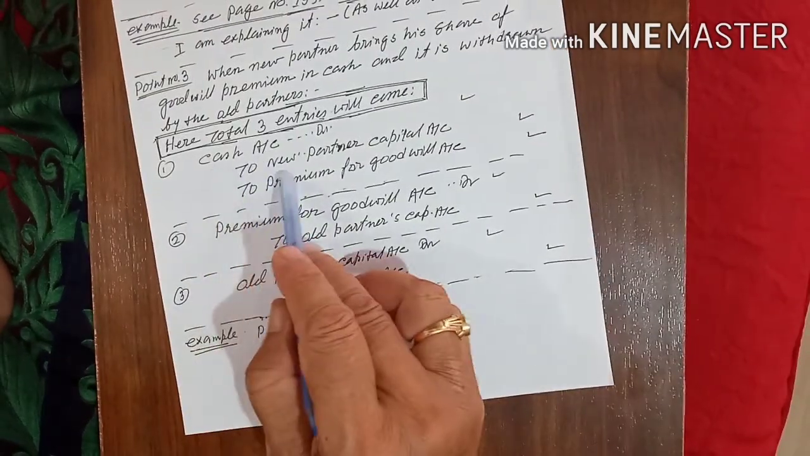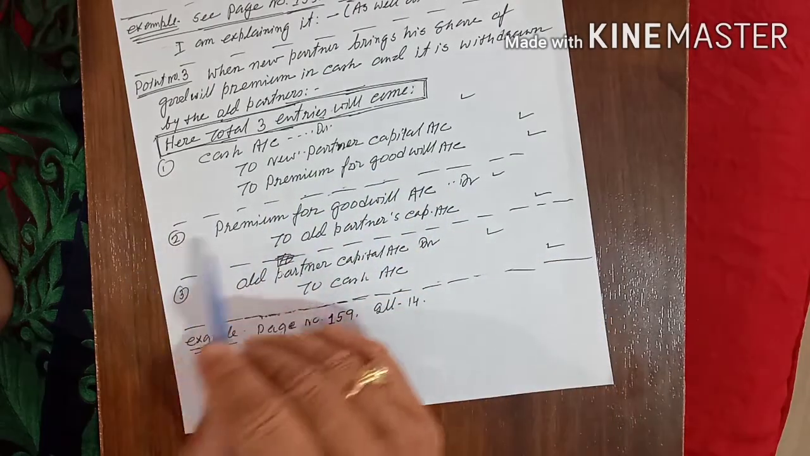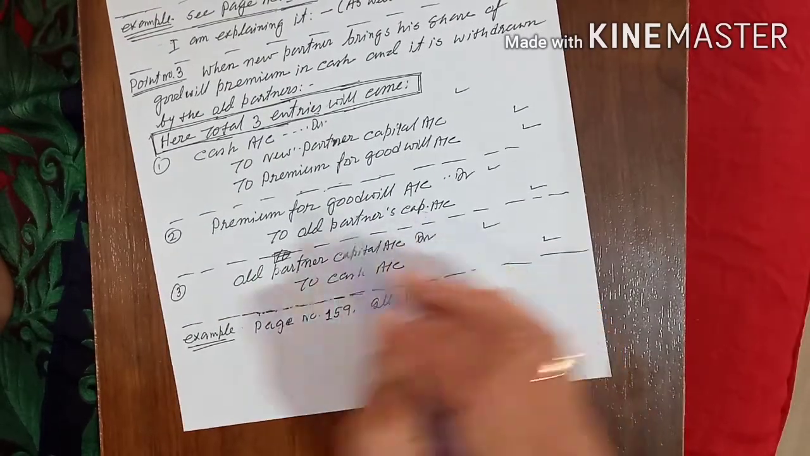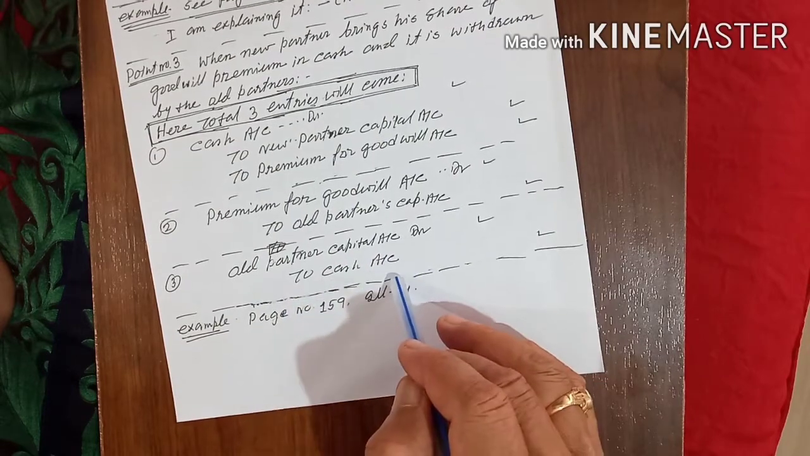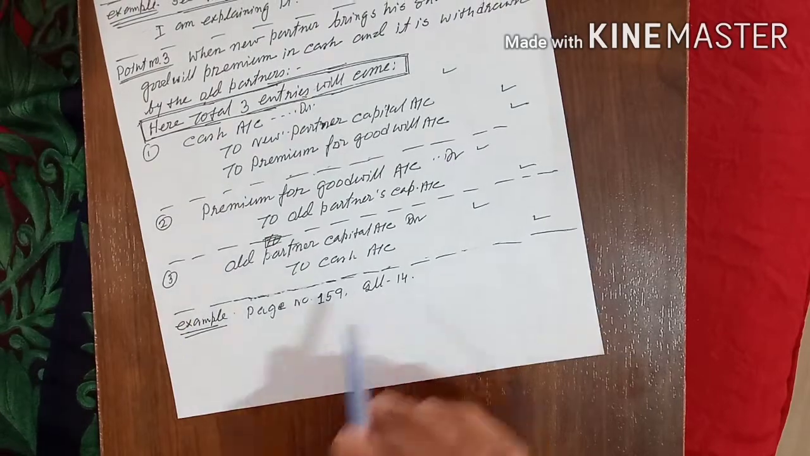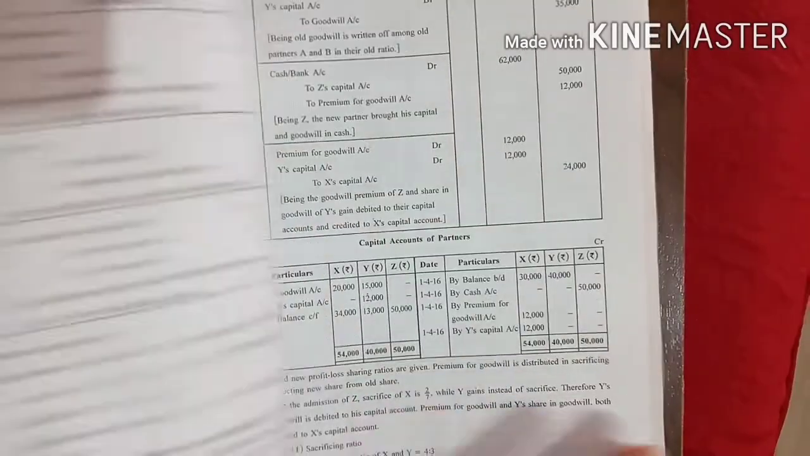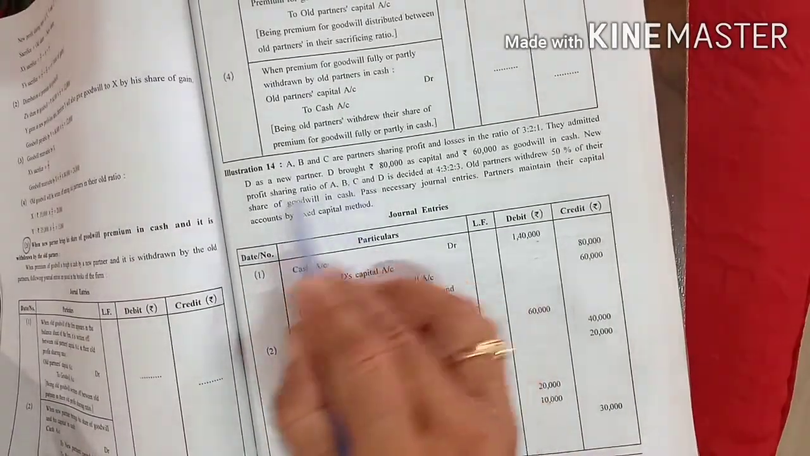Let me show you once again. Cash account debit to new partner's capital account, to premium for goodwill, first entry. Premium for goodwill account debit to old partner's capital account, second entry. And third entry, old partner's capital account debit to cash account. Example: page number 159, illustration 14. I want to take that from your book. This question I want to explain.